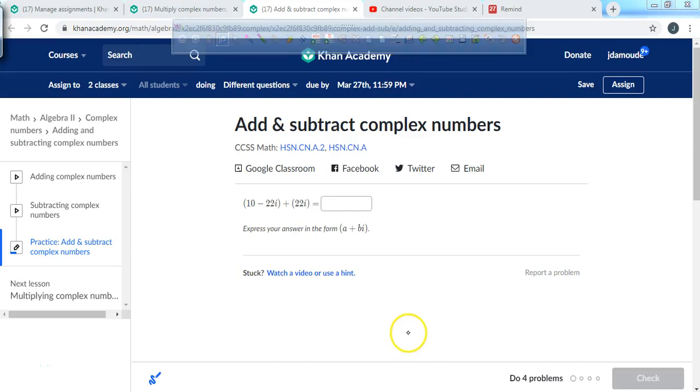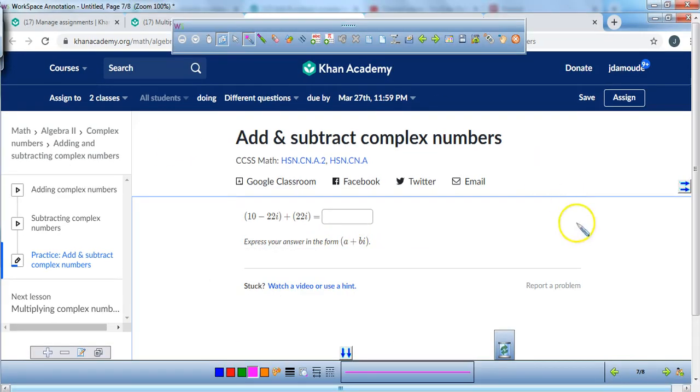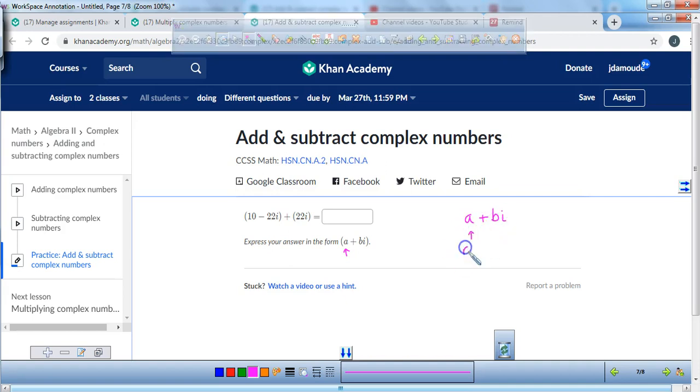Good morning, everybody. Today we're going to talk about how to add and subtract complex numbers. But before we start doing that, I want to review what complex numbers are so that you make sure you get them in the correct form of a plus bi. So if I say a plus bi, a is considered to be your real number. Okay? And this right here is considered to be your pure imaginary number.